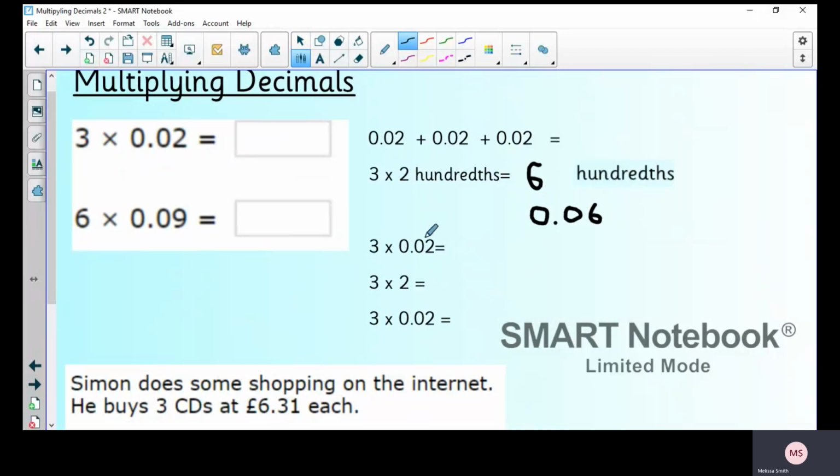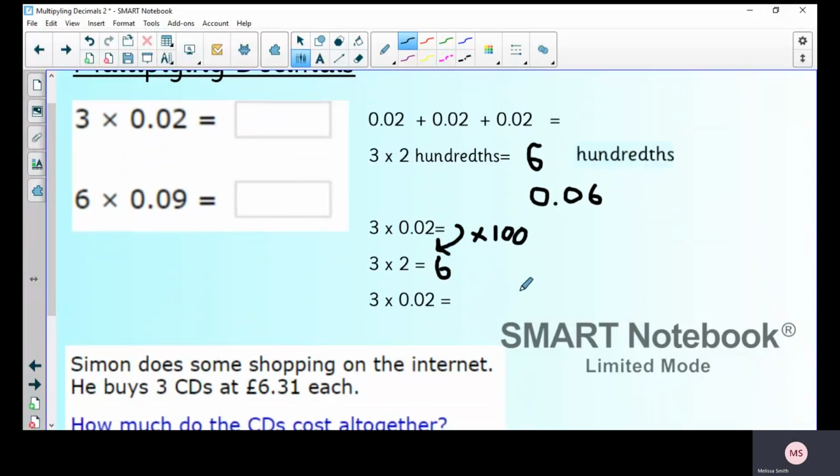And then we've also got this method where we turn our decimal into a whole number. This time, what have I done to my 0.02 to convert it into 2? Well, I've multiplied it by 100. So let's make that note there. 3 times 2 is 6. Now what have I got to do? Well, I've got to then divide that by 100. So my answer will be 0.06.